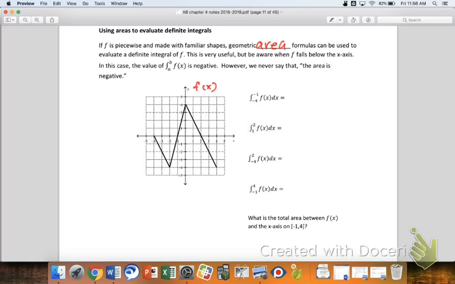Remember that the definite integral is going to be related to the area between the x-axis and the graph, right? So what I would do here with the second one is I would notice that the integral from 1 to 2 is really referencing this lovely geometric shape, that area, right? It's a triangle. How do you find the area of a triangle?